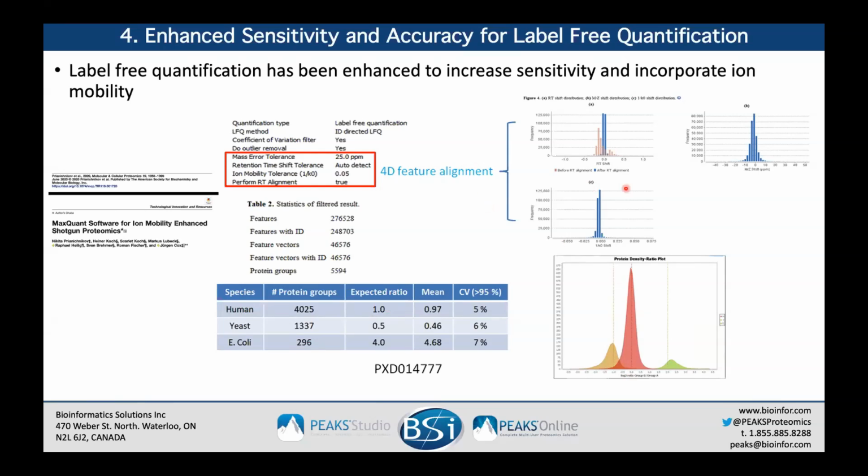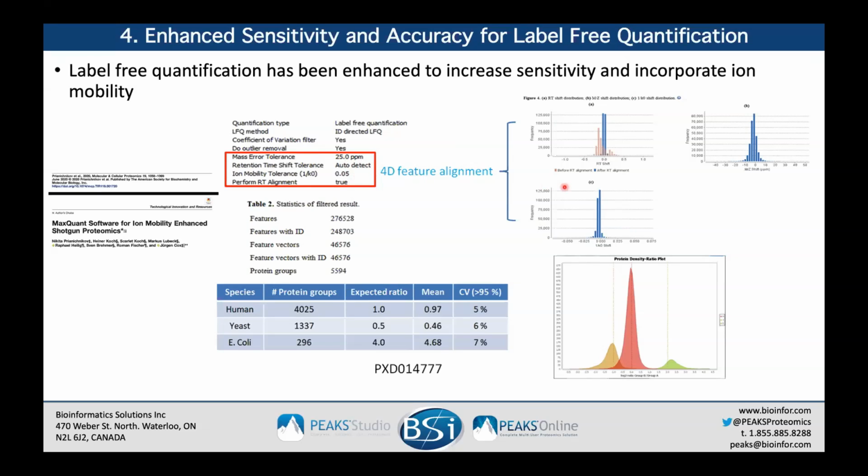What we take into account when we do the 4D feature alignment is a retention time shift, an m/z shift, as well as an ion mobility shift. And these parameters are up to the user to set. However, usually for mass tolerance, we recommend using whatever you used for the search. Ion mobility tolerance will be up to the user. Usually for timsTOF data, 0.05 is a good starting point.